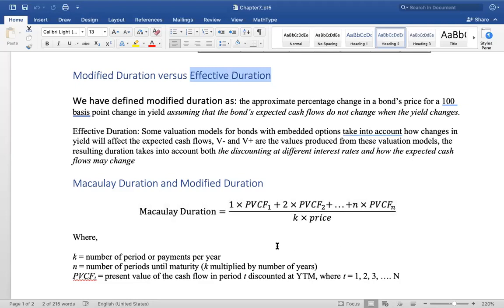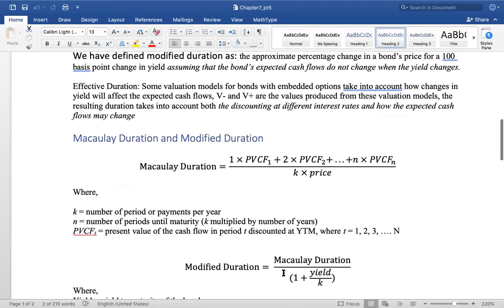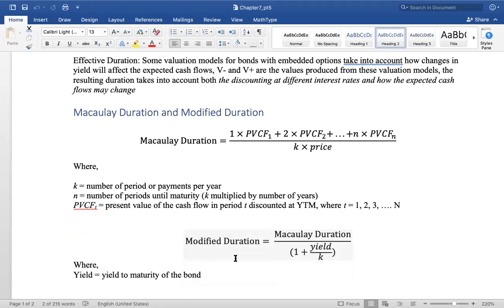If we divide this Macaulay duration by 1 plus yield divided by K, we get the modified duration, right? So Macaulay duration and modified duration are just other related concepts of the duration.